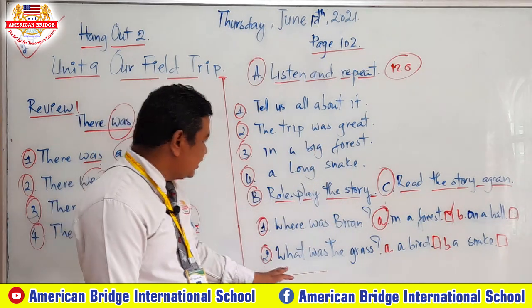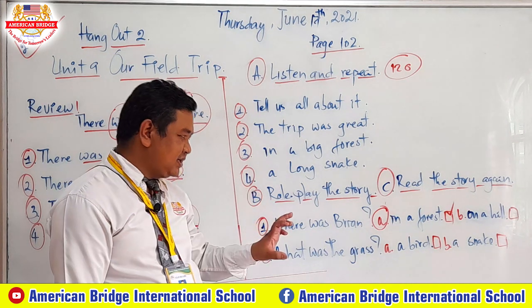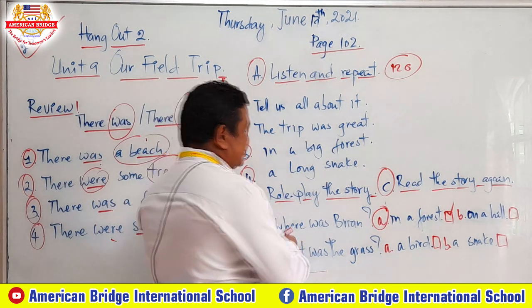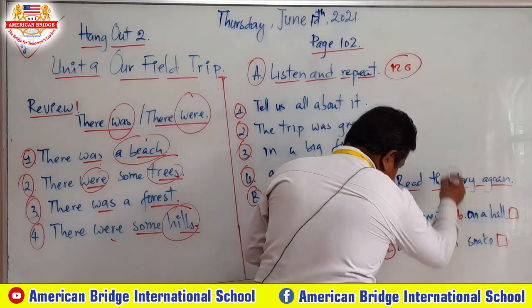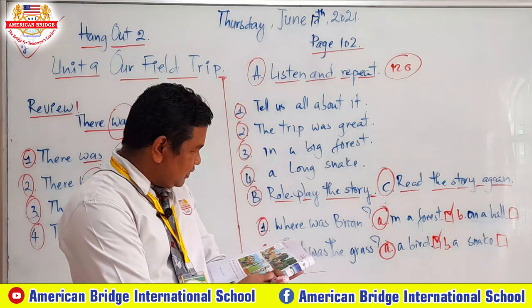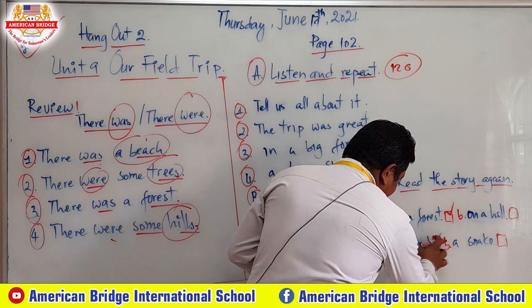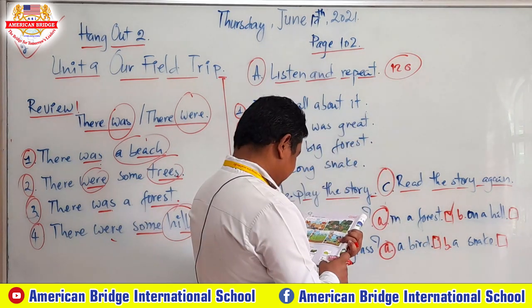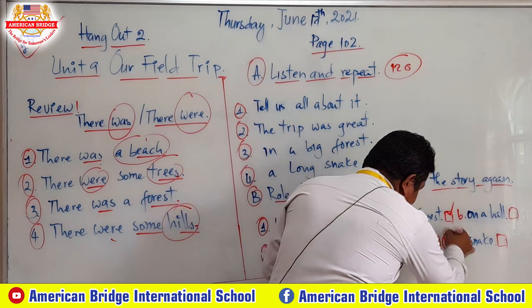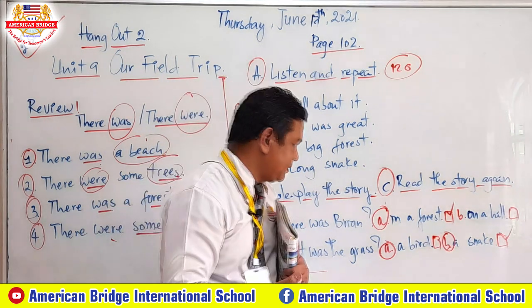And number two, what was in the grass? A bird or a snake? So the correct answer is letter B, a snake. Yes, sorry, the correct answer is letter B, a snake. Not a bird, okay? So a snake, letter B.